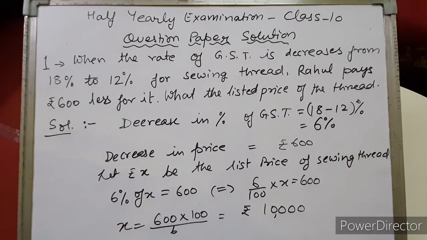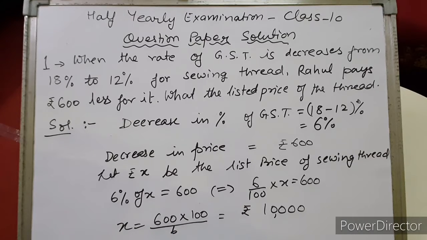Now, the GST decreases from 18% to 12%, that means how much less does he have to pay now? 6% less. GST is calculated on the marked price or the list price of the article or the product. And here the decrease in price is 600 rupees. Let's assume X is the list price of the swing thread. That means 6% of X is what?